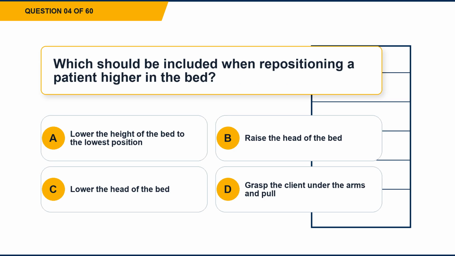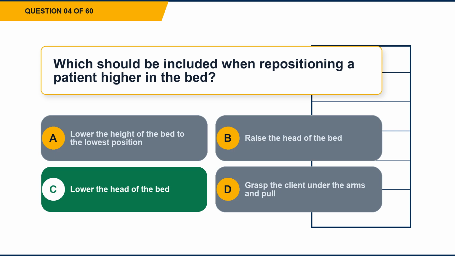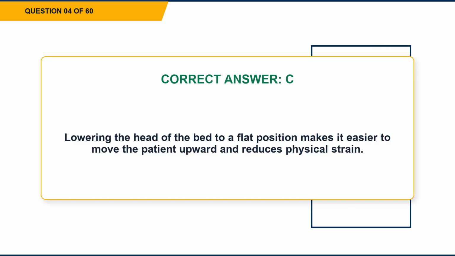Question 4. Which should be included when repositioning a patient higher in the bed? Option A, lower the height of the bed to the lowest position. Option B, raise the head of the bed. Option C, lower the head of the bed. Option D, grasp the client under the arms and pull. The correct answer is option C, lower the head of the bed. Explanation. Lowering the head of the bed to a flat position makes it easier to move the patient upward and reduces physical strain.